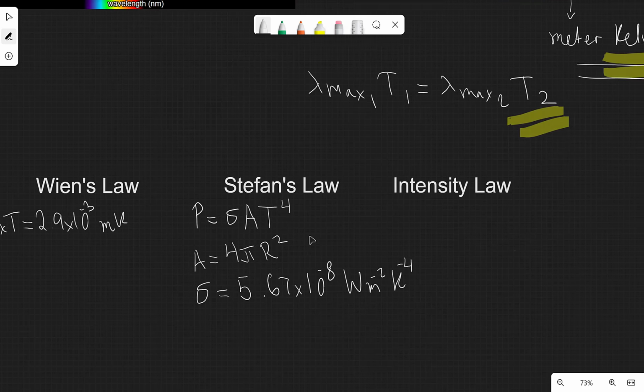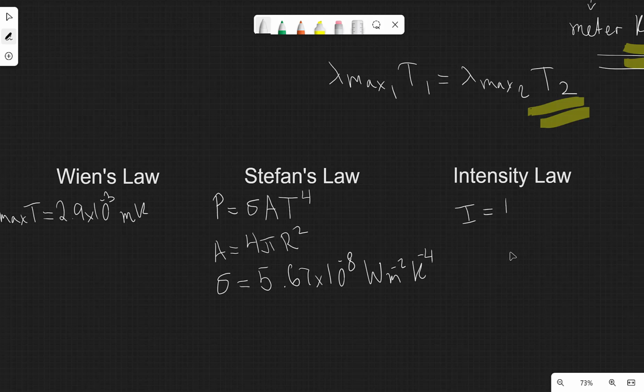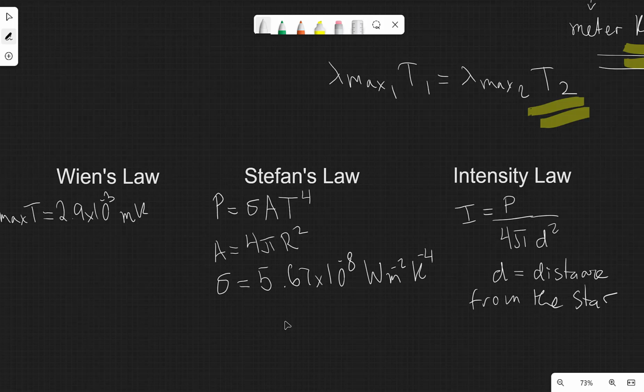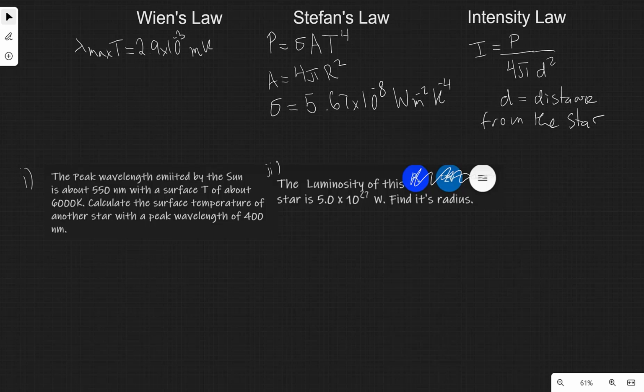You also have the intensity law, which will give us the intensity at a distance away from the source, which is typically taught when we study waves. But intensity is equal to the power divided by 4 pi d squared, where d in this case will be the distance from the star to the observer. So let's just call it the distance from the star, whatever other object it is that we're dealing with. And typically we have to make a combination of those three equations. And let's apply this to an example problem.